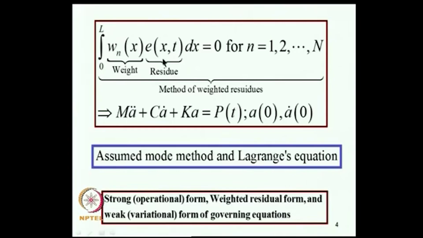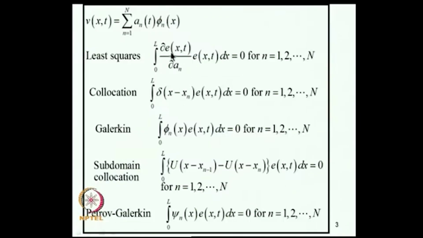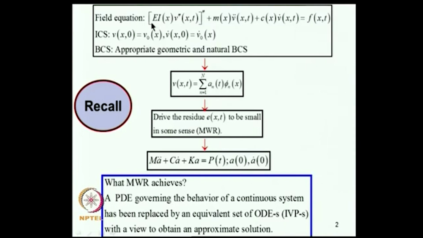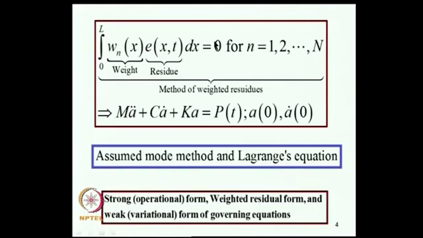If you look at the residue, which will be equal to this term minus f of x comma t, it has fourth derivative terms present in this example. Consequently, the trial functions in this example need to be differentiable up to fourth order, whereas we need not impose any such requirements on the weight function. This format is known as the weighted residual format or the weighted residual statement for the given problem.